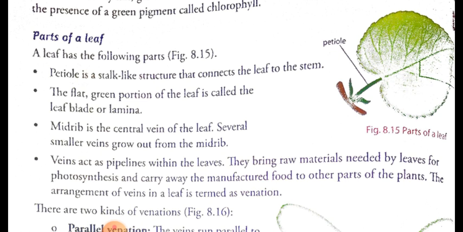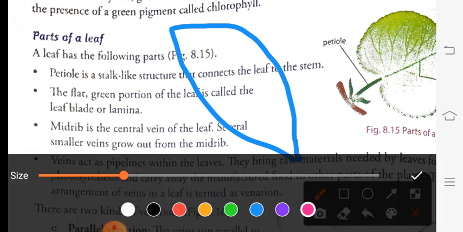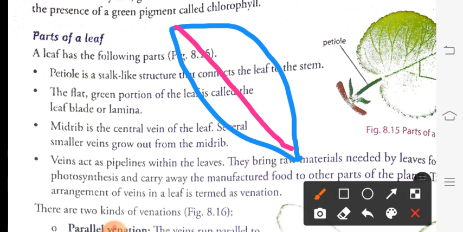Now let us draw a leaf. So this is our leaf. You have seen leaves. The central vein in a leaf. What is a vein? Vein in English we say nas. In humans also we have veins. Like humans, plants also have veins. So this central vein of the leaf is called the midrib.